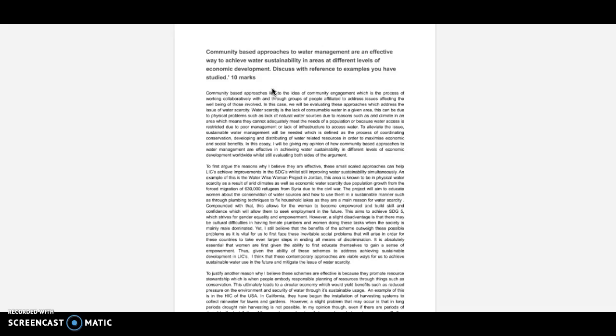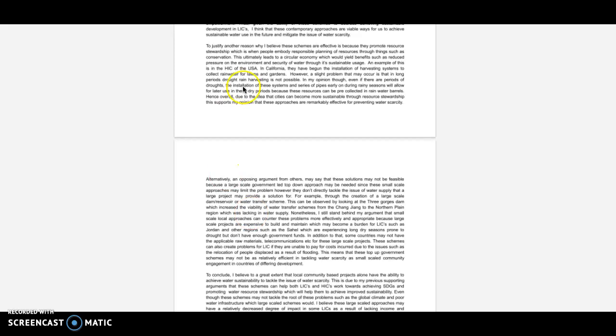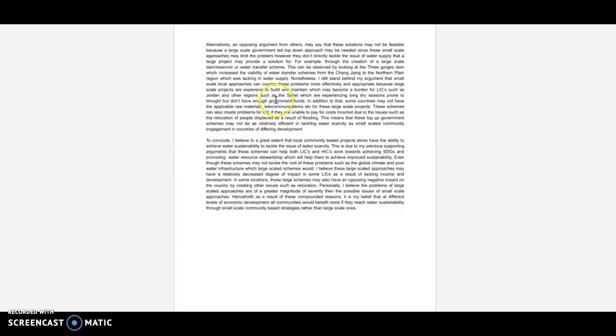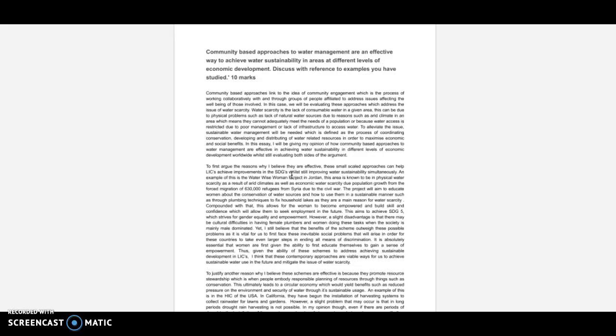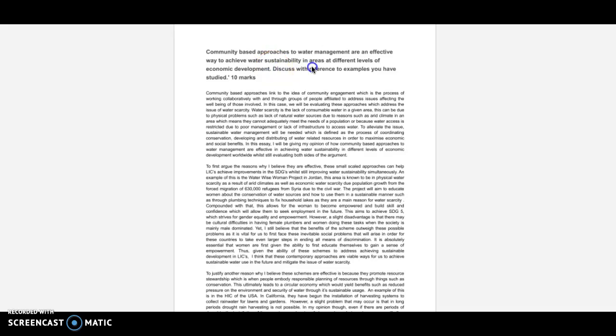Okay, so I'm gonna give an overview first. So the 10 marker is like you're doing all the same things. So you're doing your definitions, you're doing an outline of the essay, you're doing paragraphs on different points linking to the statement, and then you're doing a conclusion that has evaluation in it. So you want to come to an evaluation because it's discussing.